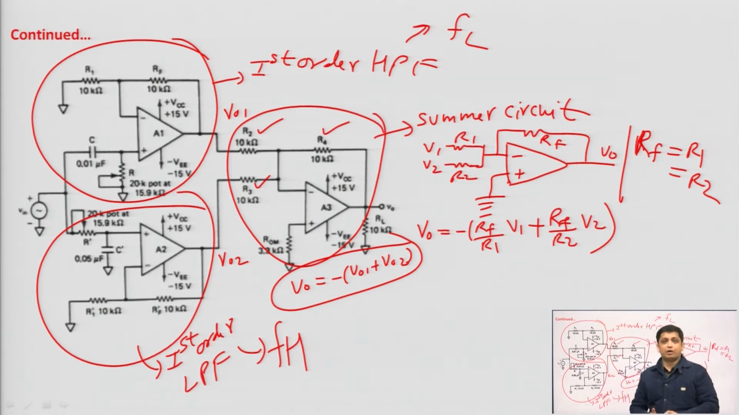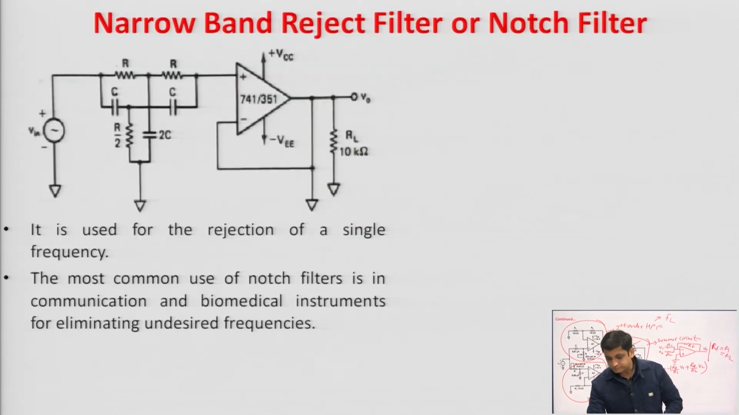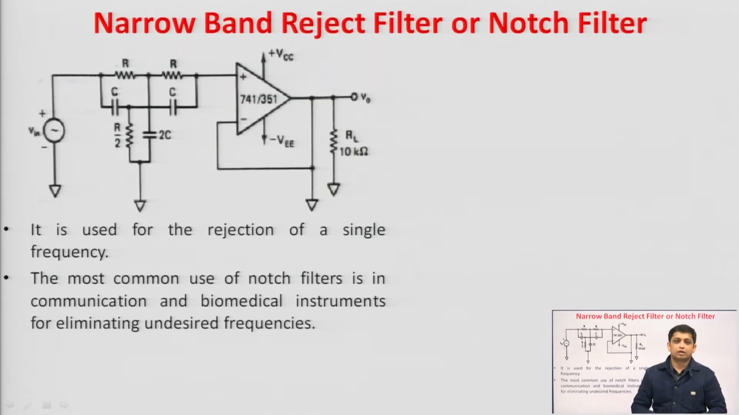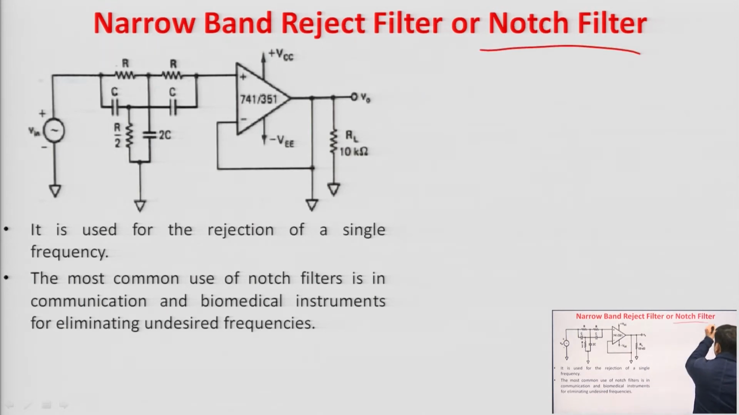So, this is about the wide band reject filter. Now, coming to the narrow band reject filter, that is also called notch filter.